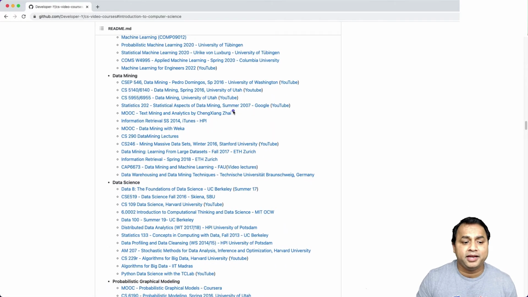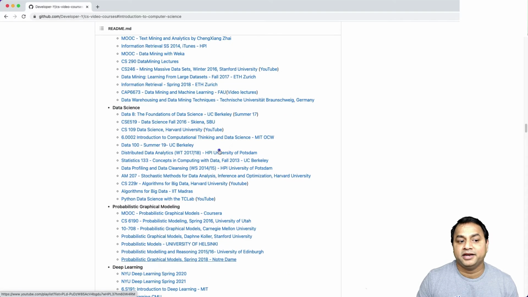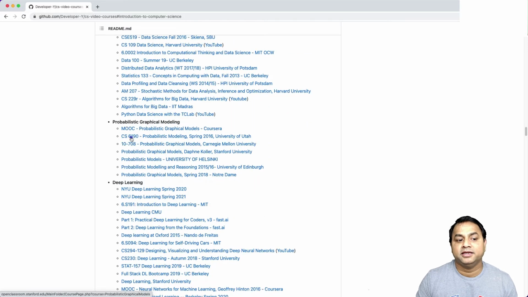And then we have data mining. There is one course which I posted for data science, also provided by Microsoft. I don't see the link here, but I'll give the link in my description as well. That is also a useful one. But other than Microsoft, I can see that many other institutions are giving free data science courses as well. And then mathematical, probabilistic graphical modeling is also there.